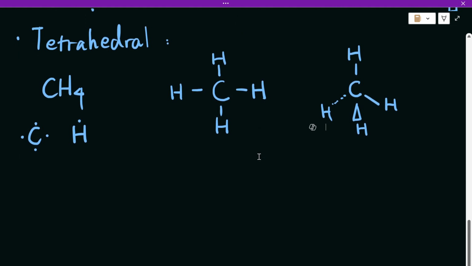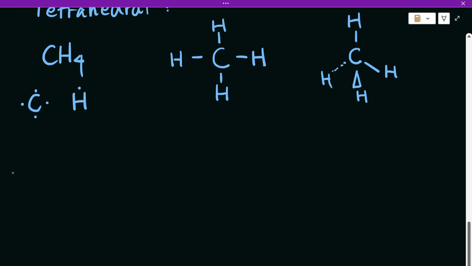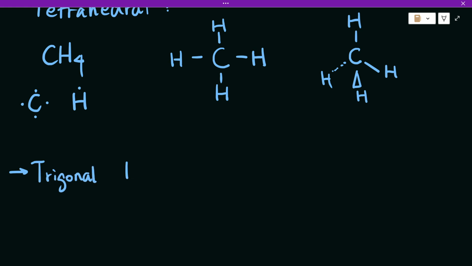There are also other more advanced or more complex shapes using VSEPR theory as well. And the 5 shapes we have just mentioned above are the 5 basic shapes, and I will mention a few other advanced or more complex shapes. So the first one is called trigonal bipyramidal.